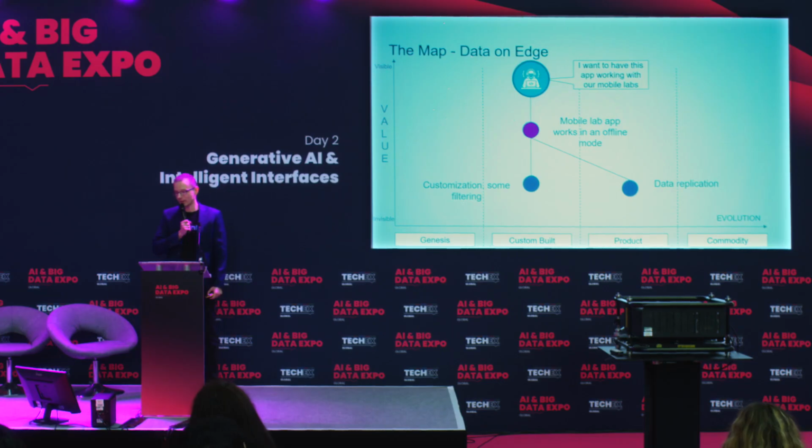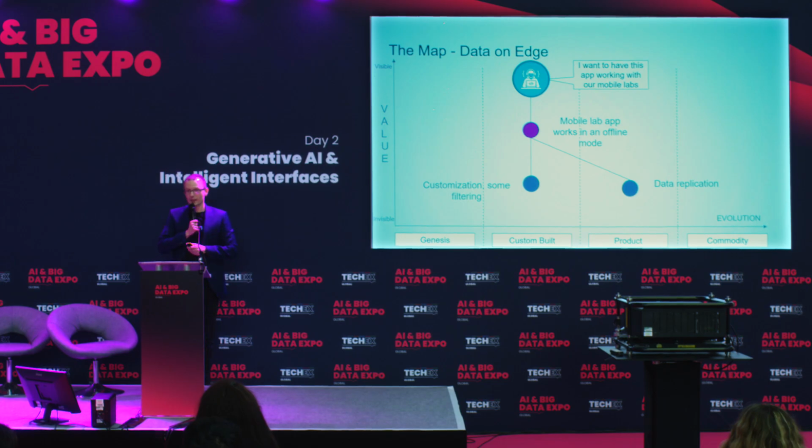And then the last one, this is the data on the edge. We want to have this possibility of gathering data and later on synchronizing them properly. Of course, we maybe need to customize or do some filtering, but eventually what we want is for our truck to send the data over to our HQ. So we have a few maps here, right? We have a few pieces.